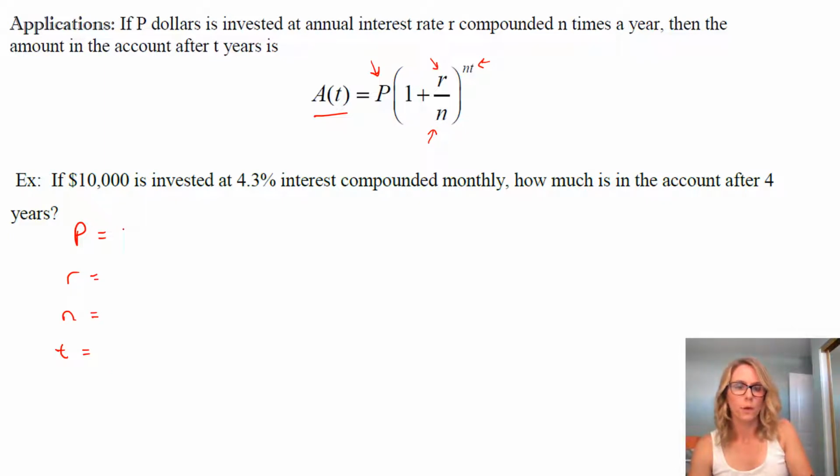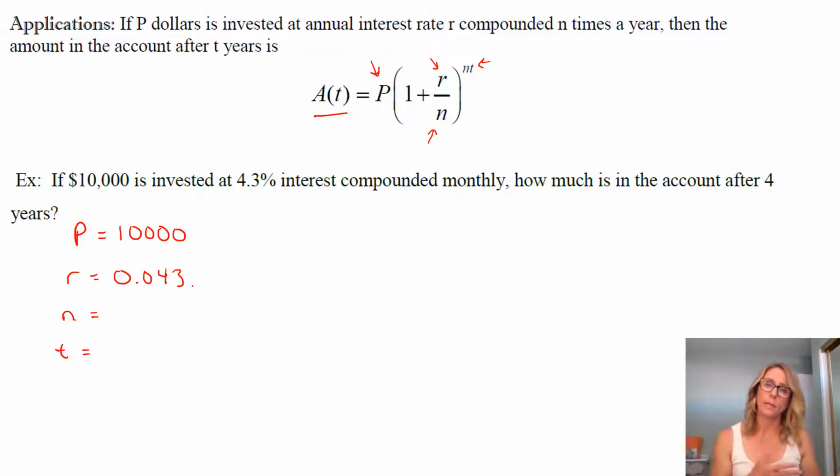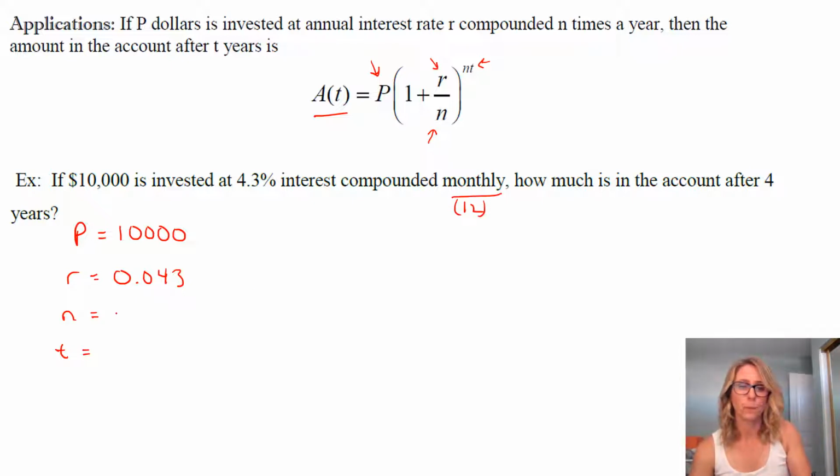So in this case, P is our principal, that's 10,000, the amount that's being invested. Our rate is 4.3 percent. We don't use the percent as a percent. Percentages are written as decimals, so I'm going to divide by 100, 4.3 divided by 100, which gives me 0.043. We have that it's compounded monthly, so that indicates 12 times per year. So I'm going to put that. And we have it for 4 years. So we are trying to find A of 4, the amount after 4 years.